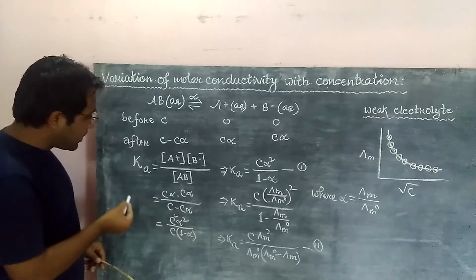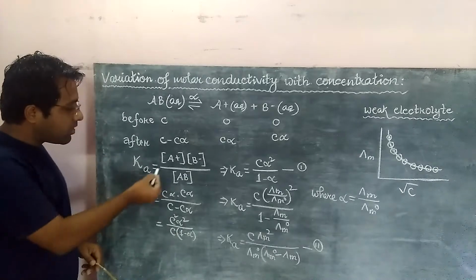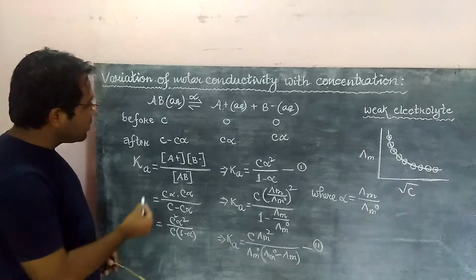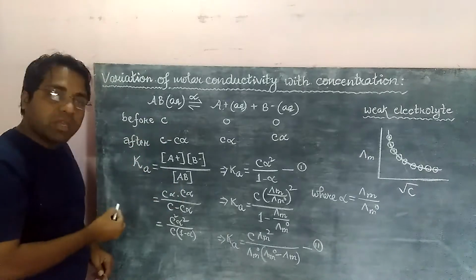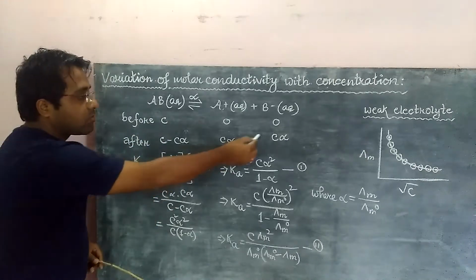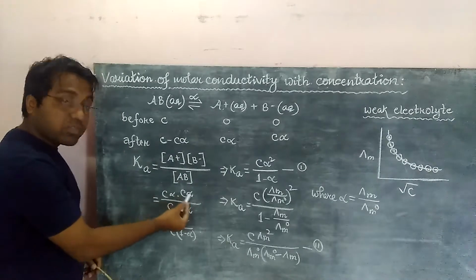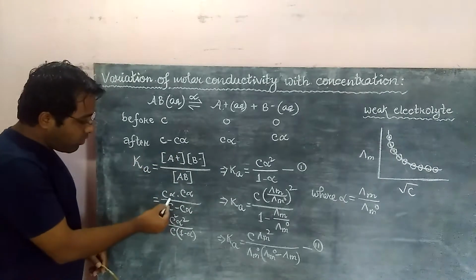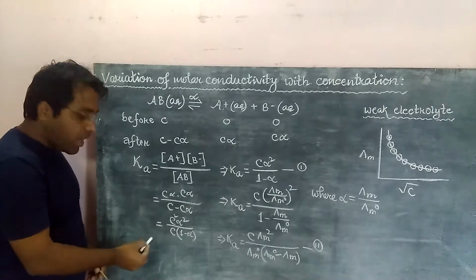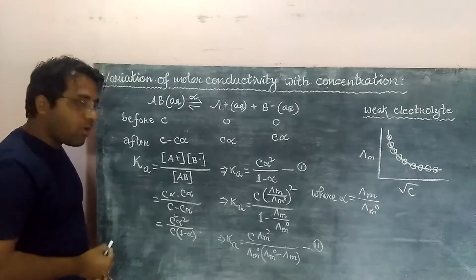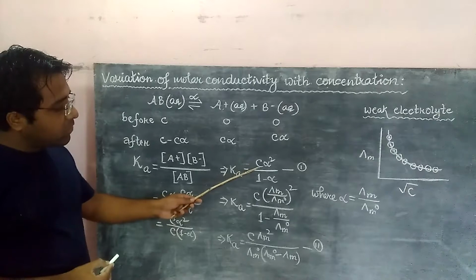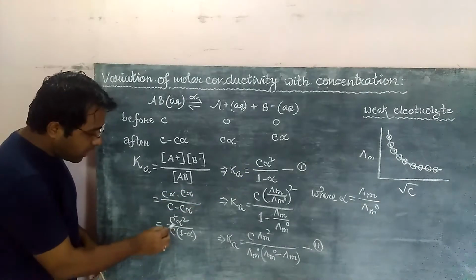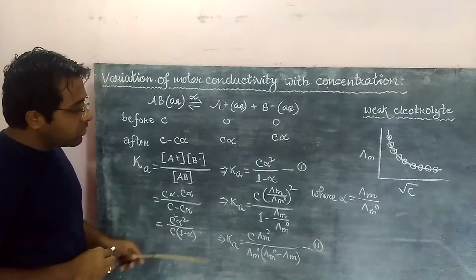So the dissociation constant Ka can be calculated by the product of the concentration of the two ions divided by the concentration of AB. So if you put this value, C alpha into C alpha divided by C minus C alpha, what is obtained? C square alpha square divided by C into 1 minus alpha. So Ka is equal to C alpha square divided by 1 minus alpha. This C can be cancelled out, as we have understood.